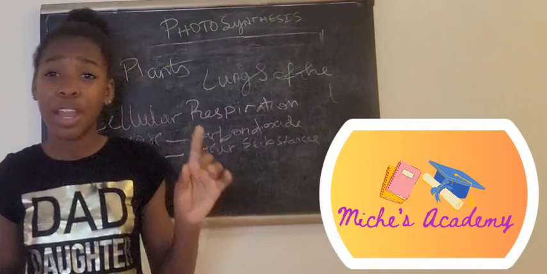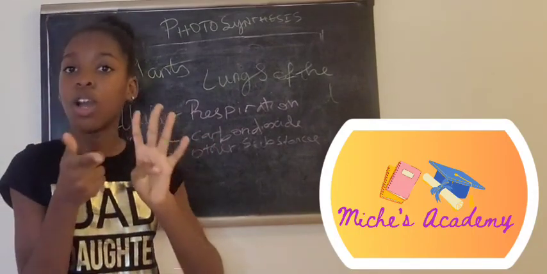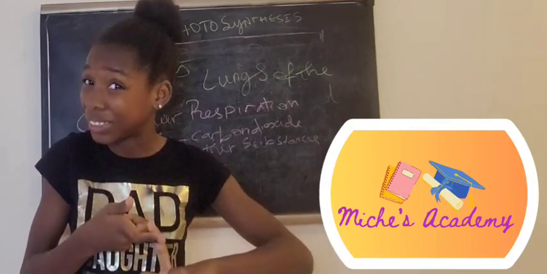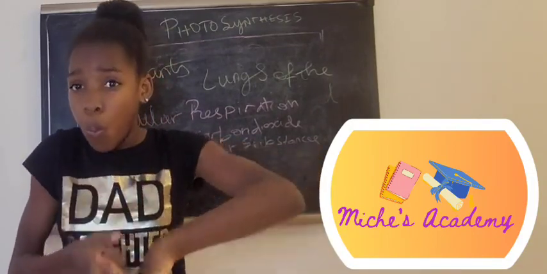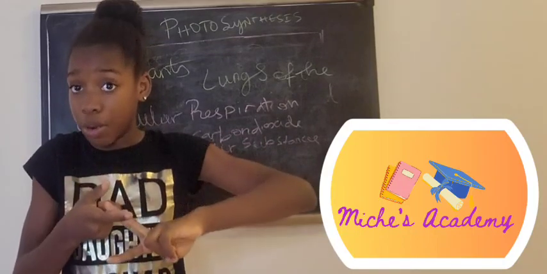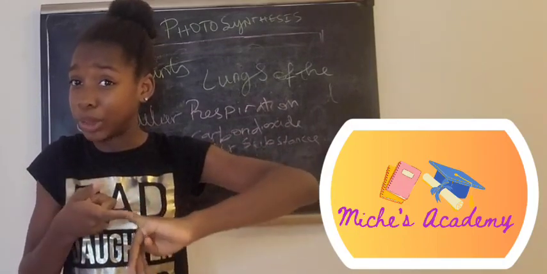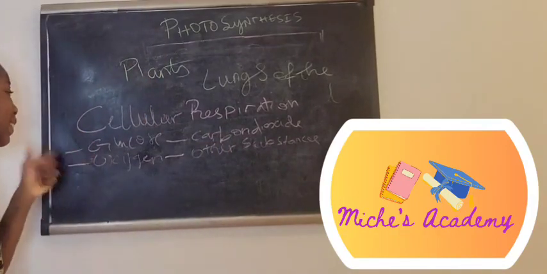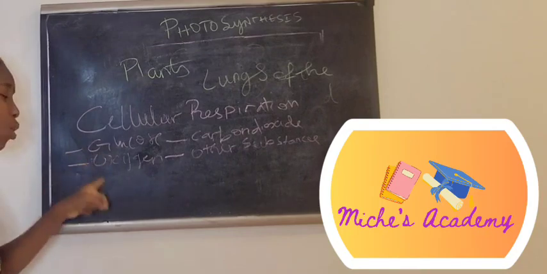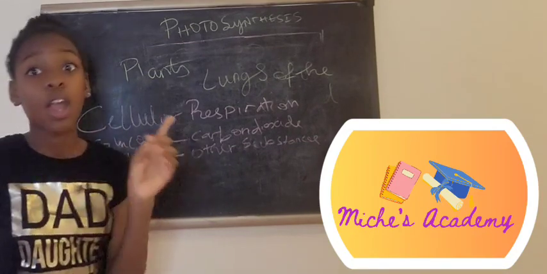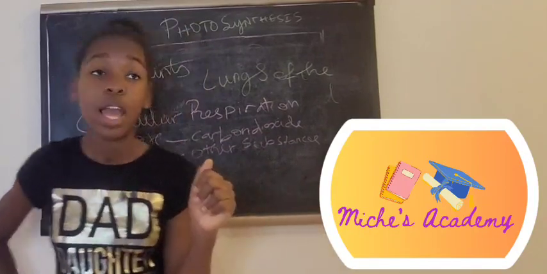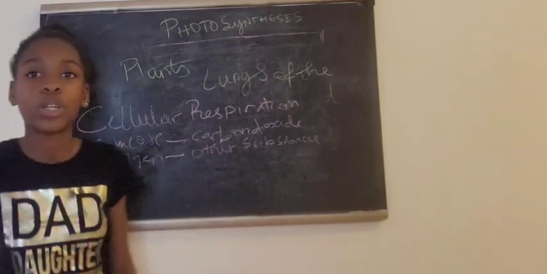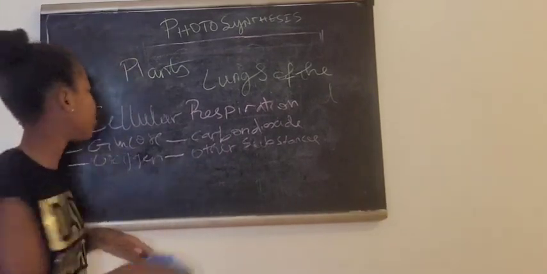In photosynthesis, the reactants are water, carbon dioxide, light, and minerals. But instead, glucose and oxygen, which are the products in photosynthesis, are the reactants in cellular respiration. And then the products are carbon dioxide and the other substances. So as you can see, both of them are antonyms of each other.